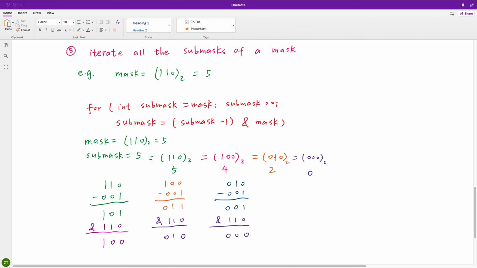Then we do the same thing. 010 minus 001. We borrow 1, that will be 001, and AND with 110 will equal 000. So all the submasks we get are just these two.